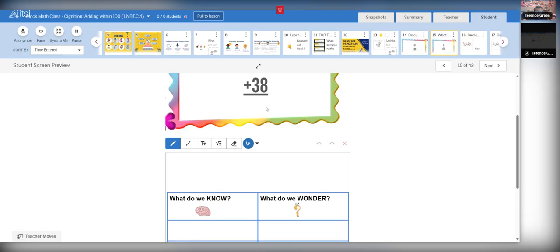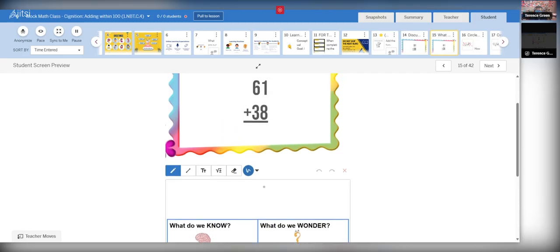Okay, so I'm going to put my answer here. I'm going to write it just below, right here in this space here. Okay, so I'm going to have 1 plus 8, and that's going to be 9. Good. And then 6 plus 3 is also 9. Good. And our answer is 99.